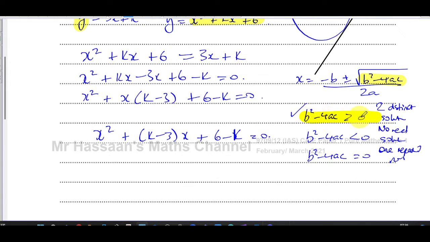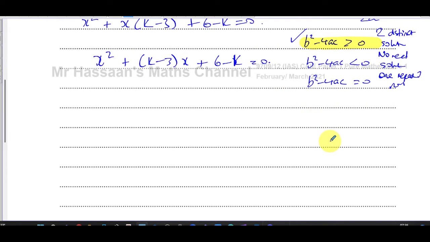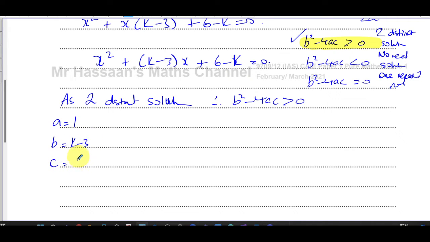We should mention something like this in our steps, as we have two distinct solutions. Therefore, b squared minus 4ac must be greater than 0. Okay, so now in this case here, a is the coefficient of x squared, which is 1. b is the coefficient of x, which is k minus 3. c is the constant, which is 6 minus k.